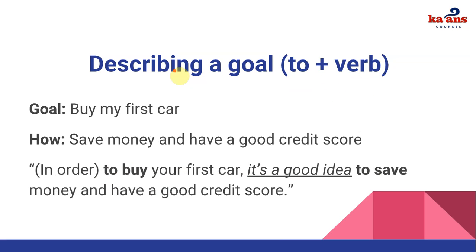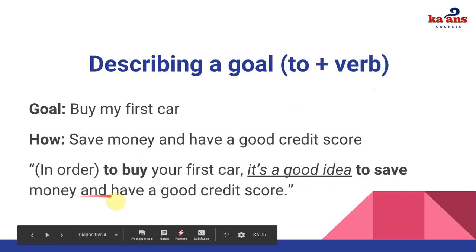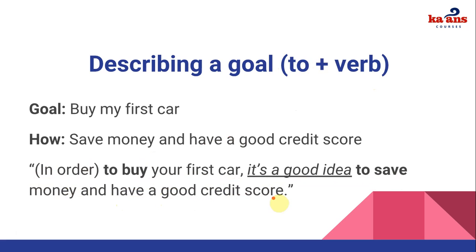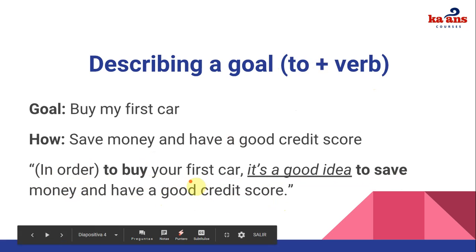This is another example. What is your goal? Buy my first car. How? Save money and have a good credit score. So in this case, how would you describe the goal? Again, using an infinitive to plus a verb, you would say something like, in order to buy your first car, it's a good idea to save money and have a good credit score.